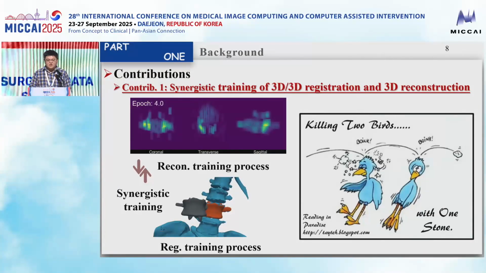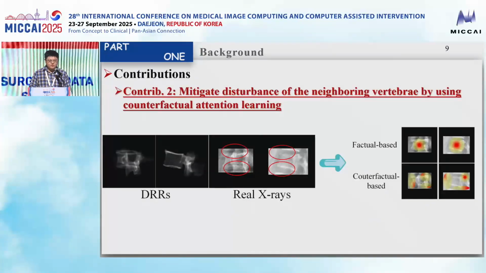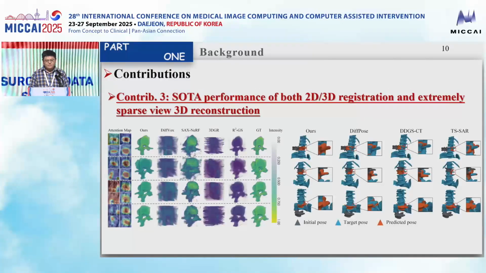So, as analyzed above, we propose synergistic training of 3D-to-3D registration and 3D reconstruction to handle these 2 tasks together. That means one stone, two birds. That's our first technical contribution. Our second contribution is to mitigate disturbance of the neighboring vertebrae by using counterfactual attention learning. After extensive experiments, our trained model achieved SOTA performance on both 2D-3D registration and extremely sparse-view 3D reconstruction.